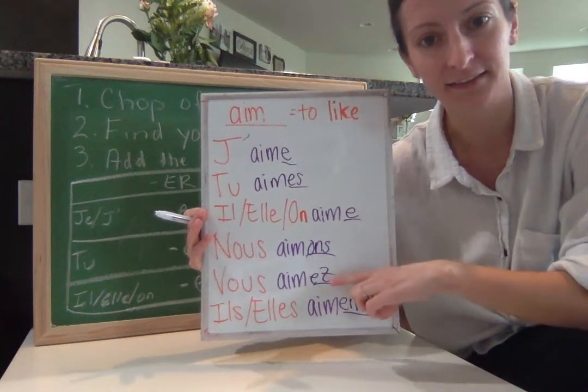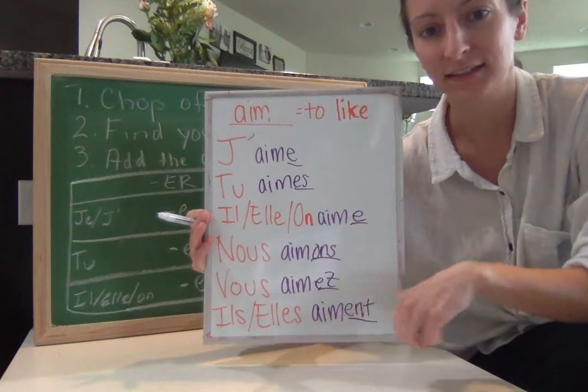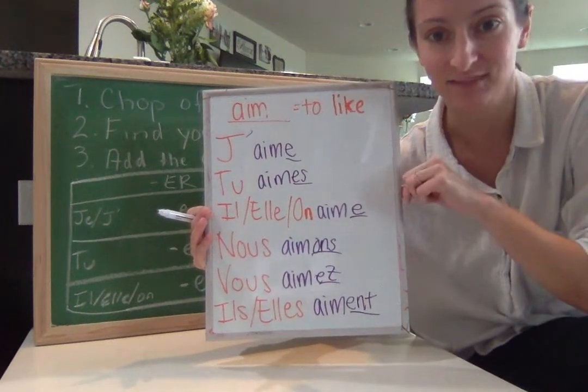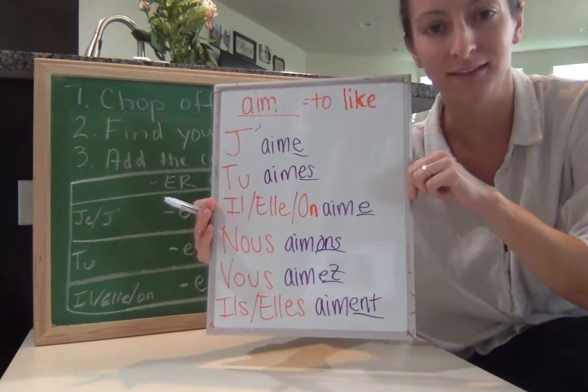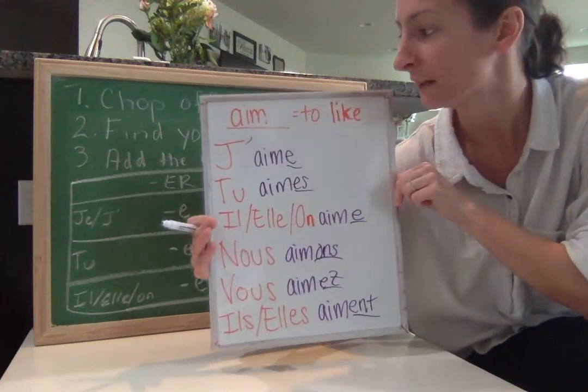Our E-Z at the end of a word makes an A sound. Vous aimez. And ils, elles aiment. We do not pronounce the NT, okay? Ils or elles aiment. Ils aiment, elles aiment. And that's how we pronounce our forms of aimer.